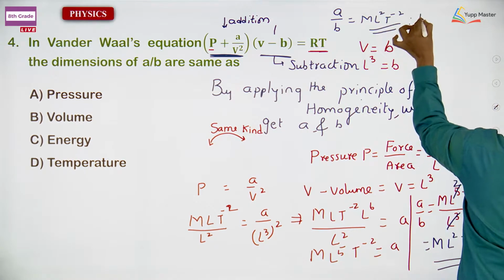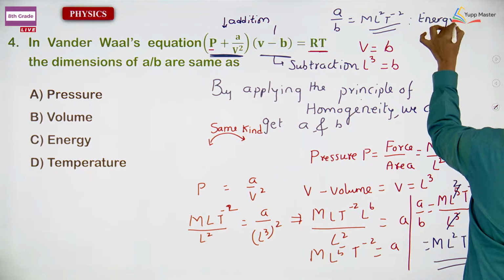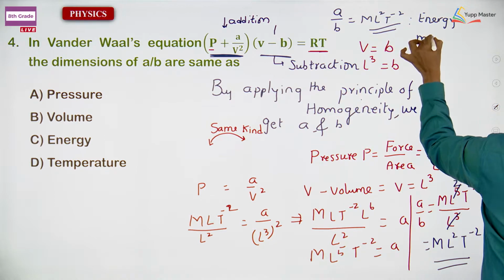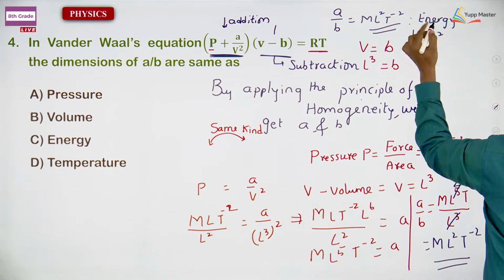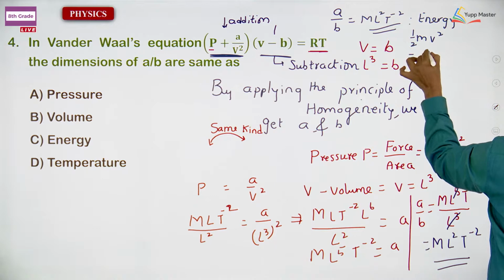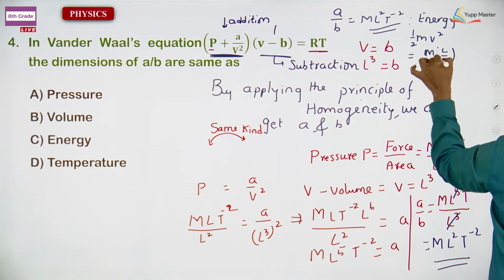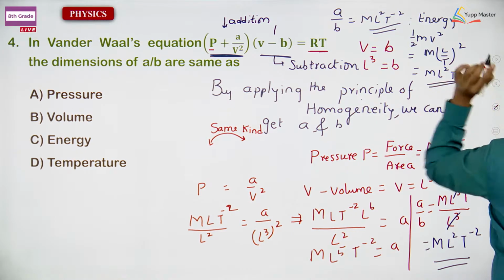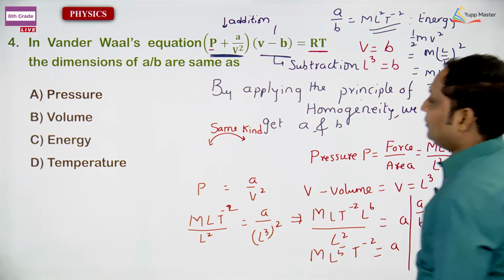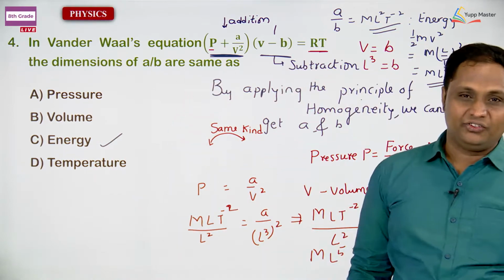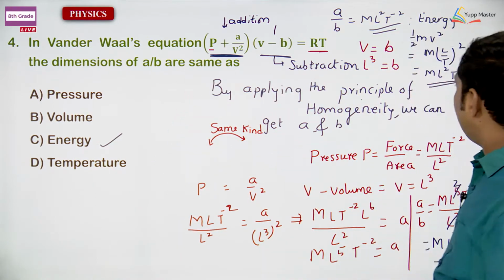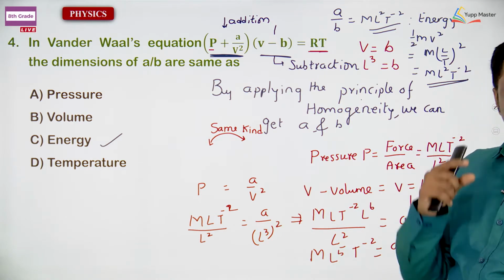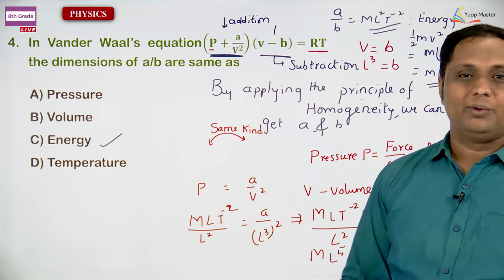This is for energy, you take that energy, that is m V square, like kinetic energy or potential energy, that is m L by T whole square, that is m L square T minus 2. Very clear. We get the answer, this is the expression for energy. Alright. So just you can solve this kind of problem by applying the principle of homogeneity.